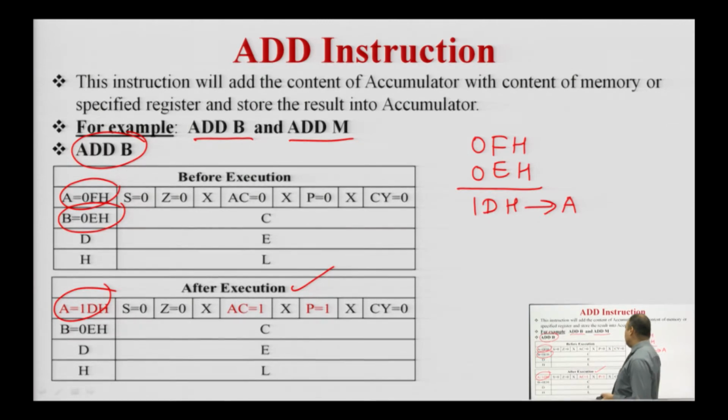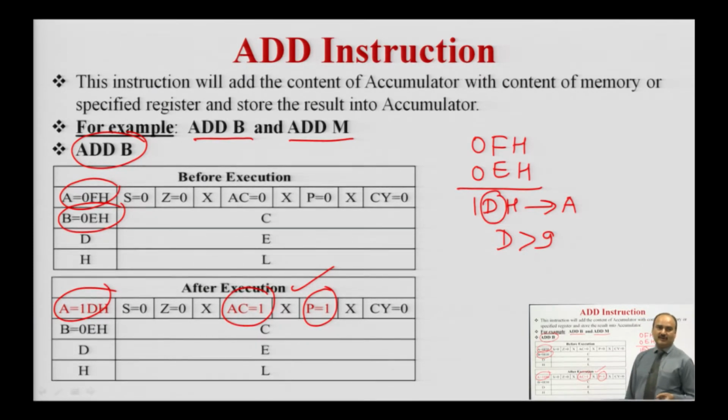The flags which are affected are the auxiliary carry flag and the parity flag. The auxiliary carry flag is set because the number in the lower nibble, D, is greater than 9. So, it is an invalid BCD number, that is why the auxiliary carry flag is set to 1. And the parity flag is 1 because the result consists of an even number of ones, and the rest of the flags remain unchanged.